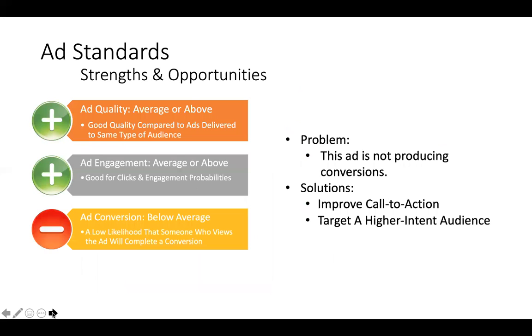Some more strengths and opportunities for serving this ad. It's not producing conversions. You can see the quality of the ad is, according to Facebook, it ranks well compared to the ads that are delivered to the same type of audience. The engagement is still doing good. You saw the clicks at 16%. So that was good. But the conversion, we are way below average. It has a low likelihood that someone who views the ad will complete a conversion. So we probably should take a look at the call to action and work on improving that, and maybe look at targeting a higher intent audience.